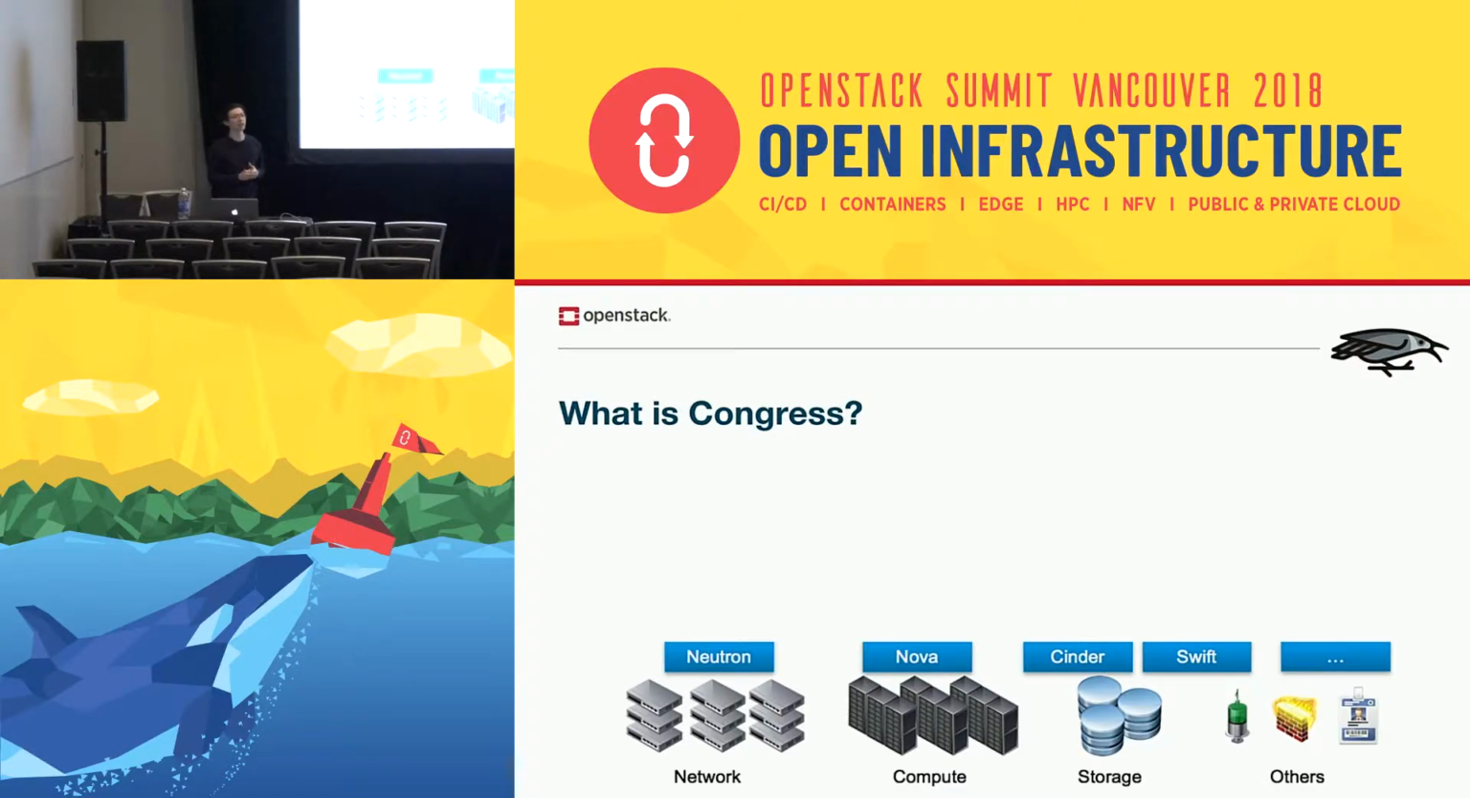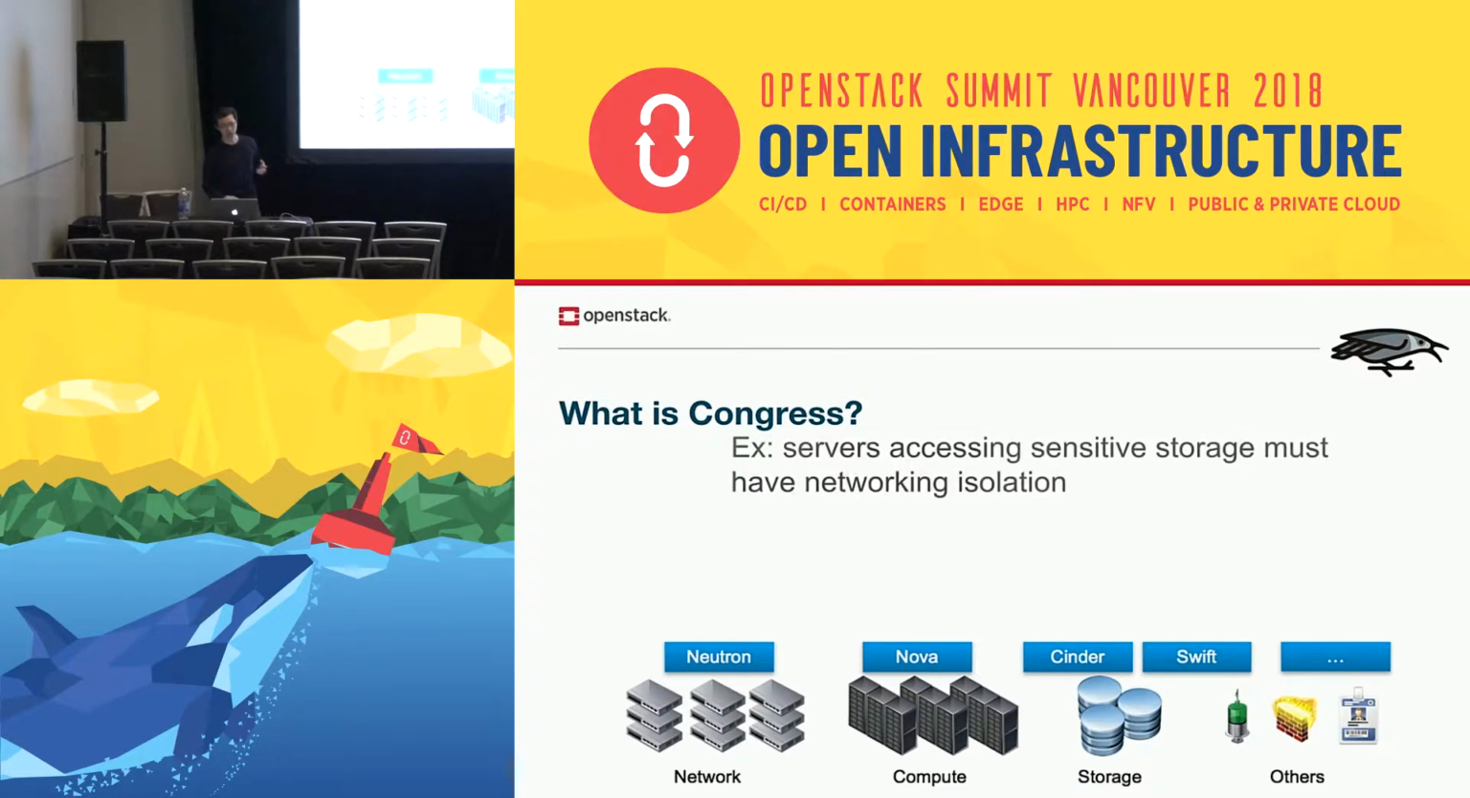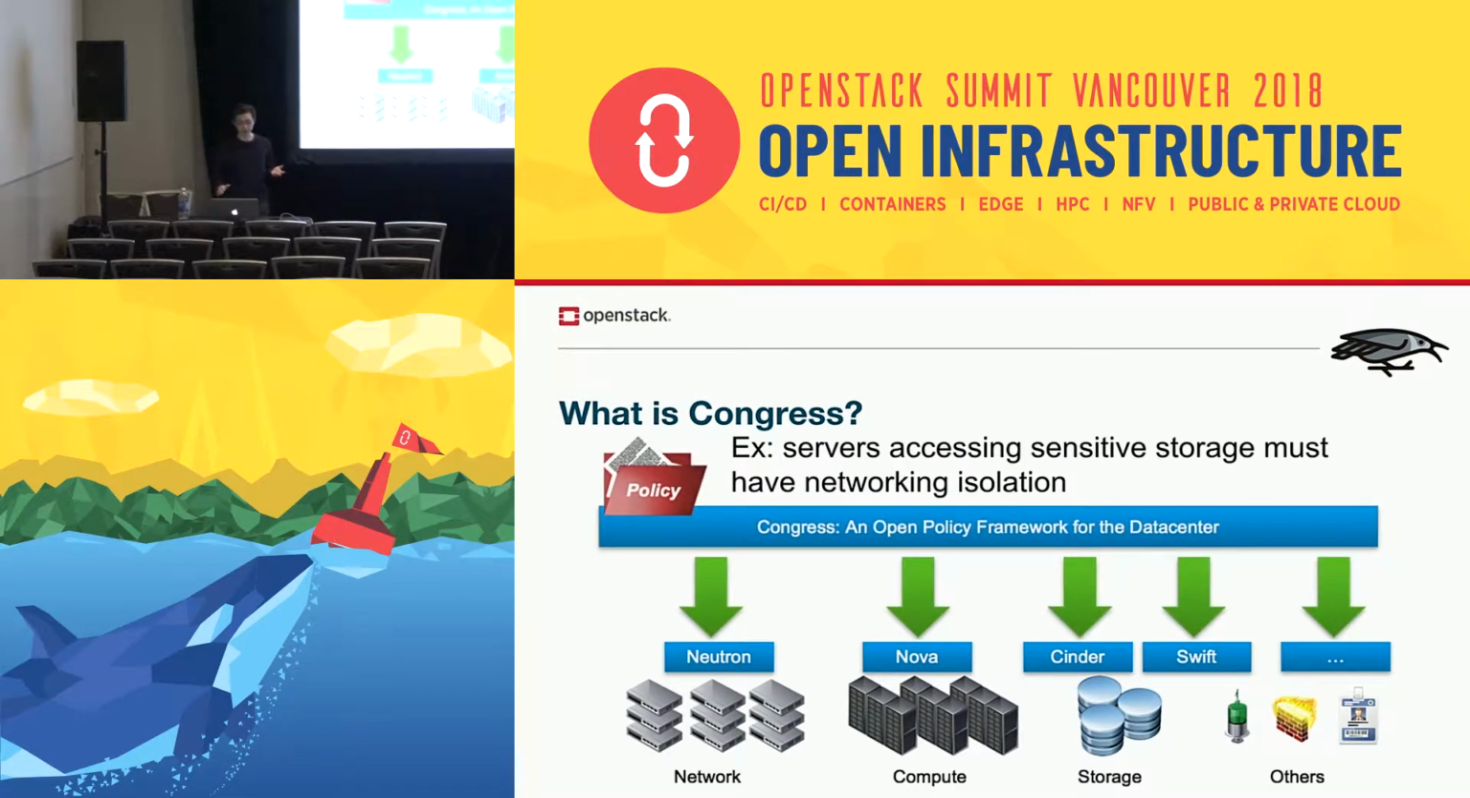For example, it's not obvious how to declare and enforce a policy that concerns multiple different services. Say a policy that servers attached to sensitive storage must have strict networking isolation. And here's where Congress comes in. Congress is an open and unified policy framework for managing the cloud. It provides this unified policy layer over all the controllers and services to greatly simplify cloud management and governance.